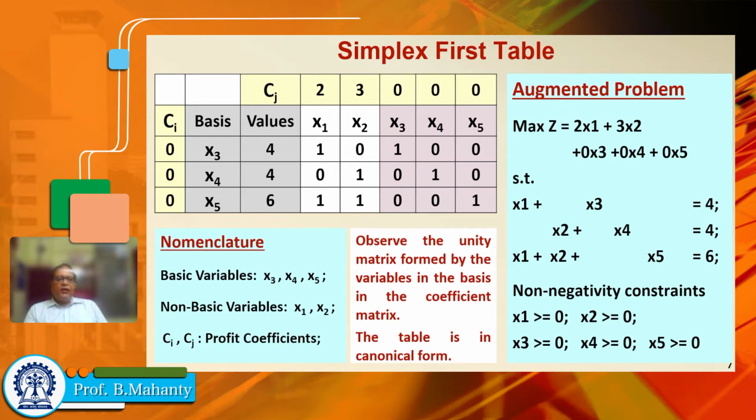Once we have written that the basic variables are x3, x4 and x5, non-basic variables are x1 and x2, and Ci and Cj are the profit coefficients. Observe the unity matrix formed by the variables in the basis in the coefficient matrix. This table is in canonical form. So these are the things, and this is our augmented problem. So this much is very clear to all of you, and we have already explained this with another problem in the previous class. This is another repeat of that with another problem. I am sure you have understood this.